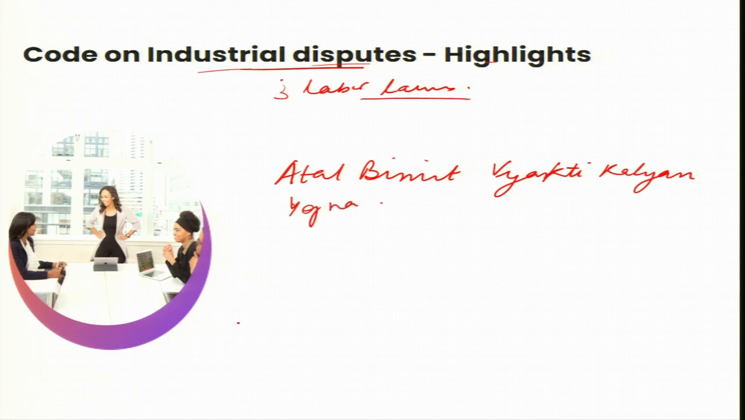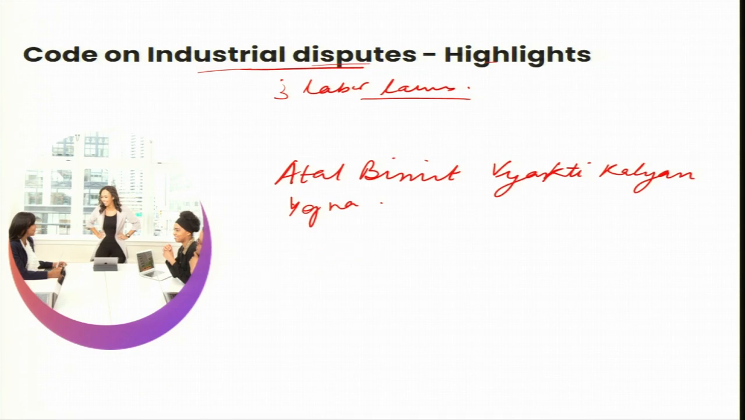Under the Atal Bimit Vyakti Kalyan Yojana, a worker of the organized sector who loses his job gets financial aid from the government. So this is a type of unemployment allowance, the benefit of which is admissible to the workers covered under the ESI scheme. So this is a huge sigh of relief for many.